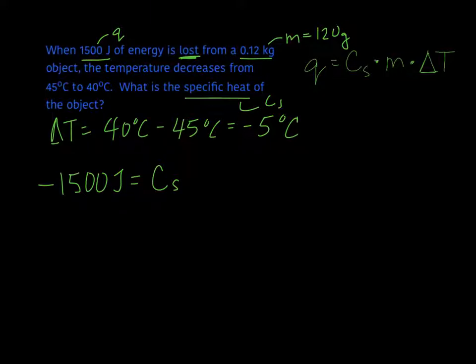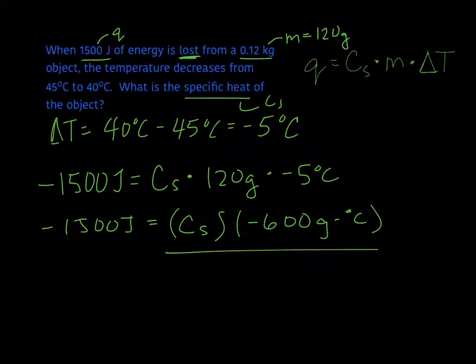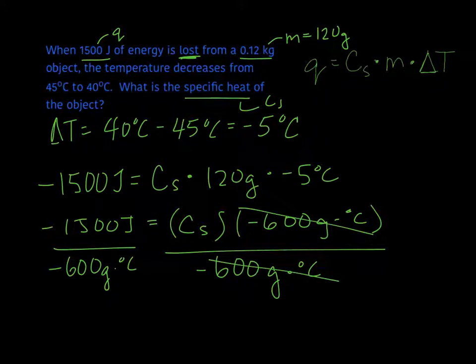And that's going to be equal to the specific heat times the mass times negative 5 degrees Celsius. So if I multiply these two together, 120 times negative 5 degrees Celsius, I end up with negative 600 grams times degrees Celsius. So I'm going to divide both sides by that. And if I take negative 1,500 and I divide by negative 600, I get 2.5. My units would be joules over gram degrees Celsius, which is what I want for specific heat.